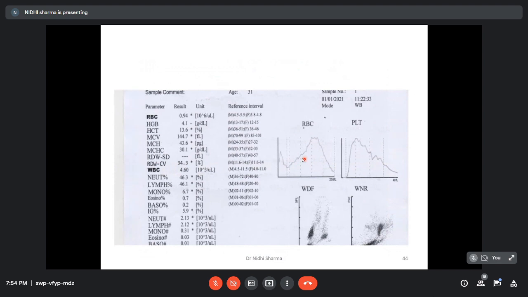Even more shift: look at this MCV, it has now reached 144, and look at the width of this graph, it is almost reaching beyond 250 femtoliters. So that means you are now getting megaloblasts in circulation.